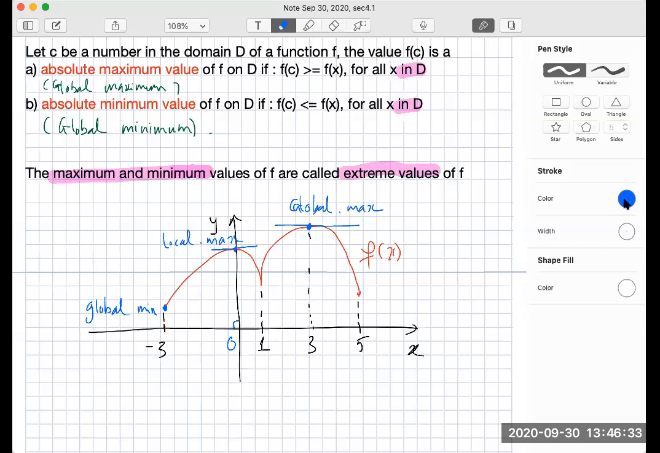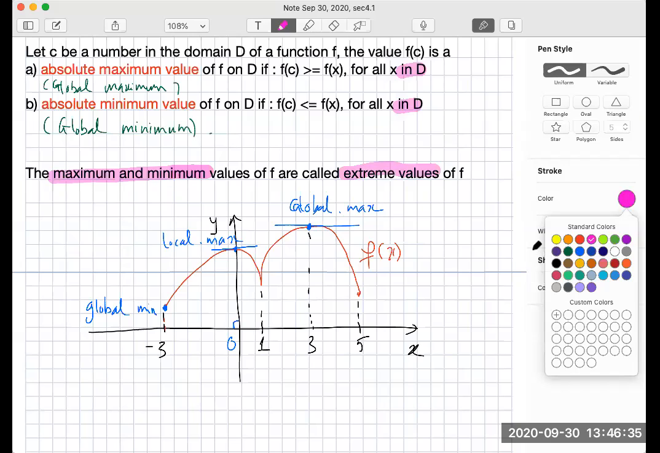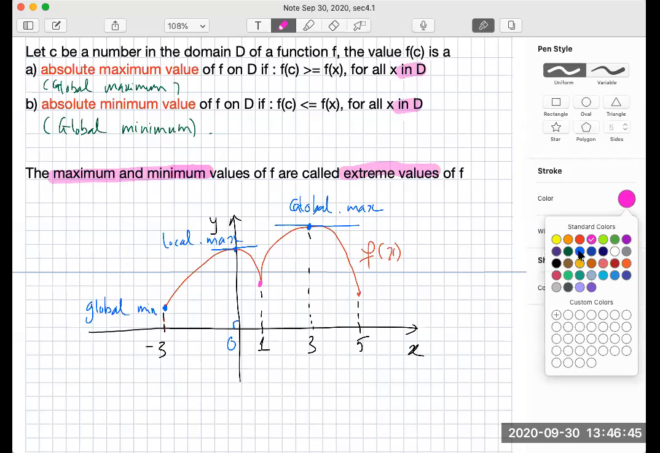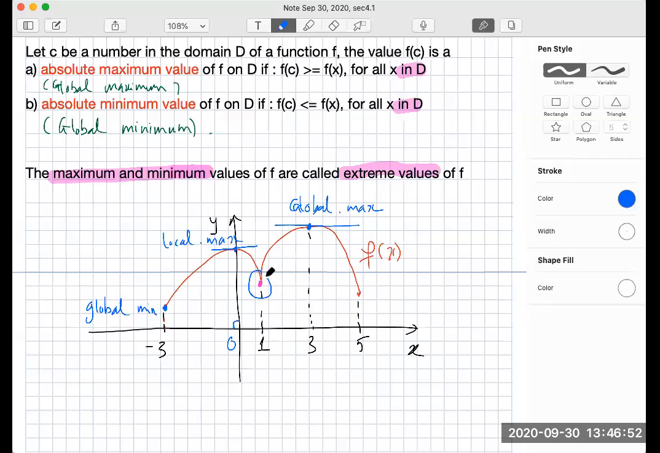How about this special point right here, at f of 1? It's smaller than... local minimum. Yes, local minimum. Thank you. Who was that? Ashley. Ashley, thank you.